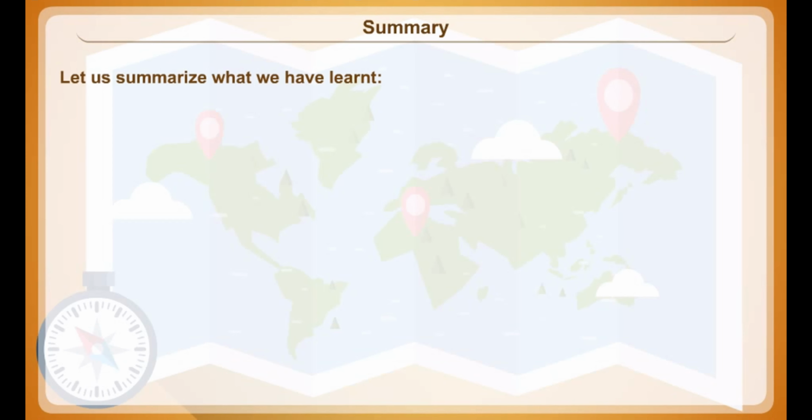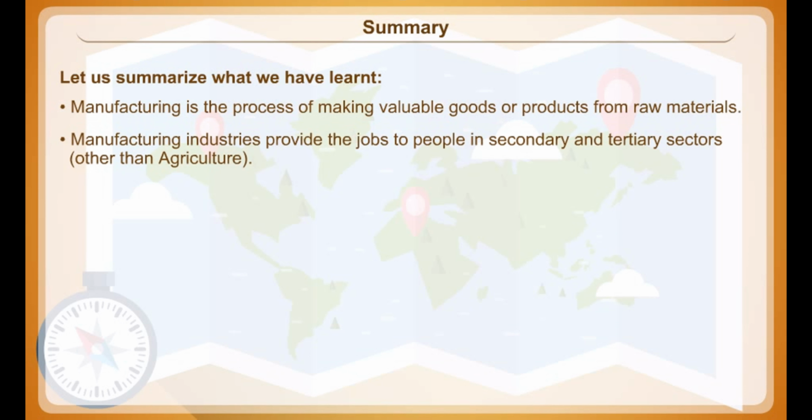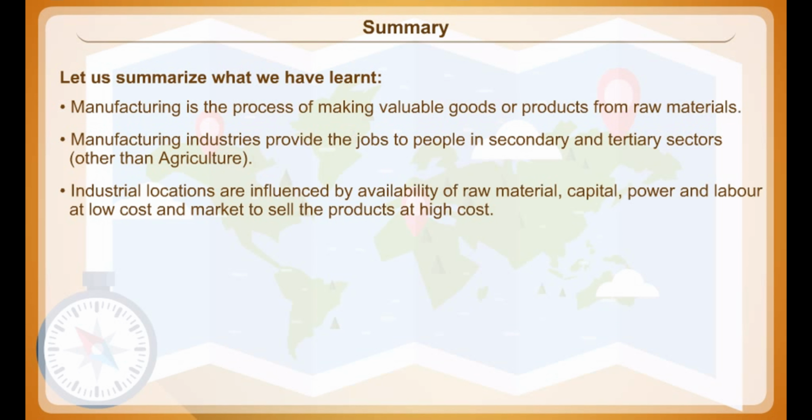Summary. Let us summarize what we have learned. Manufacturing is the process of making valuable goods or products from raw materials. Manufacturing industries provide jobs to people in secondary and tertiary sectors other than agriculture. Industrial locations are influenced by availability of raw material, capital, power and labor at low cost and market to sell the products at high cost.